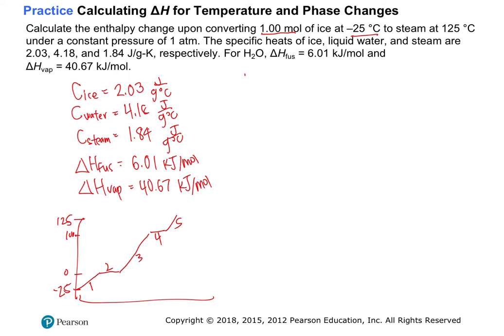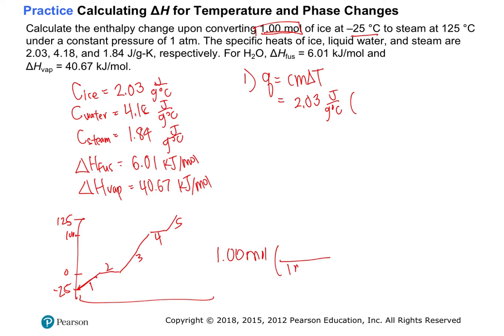So for 1, since I'm heating and I'm changing the temperature, I'm going to use Q equals Cm delta T. So I'm going to have the specific heat of ice, because that's where we're at down here, is 2.03 joules per gram degrees Celsius. I need my mass. So I have 1 mole of ice, so I need to find out how much that weighs. I'm going to use a molar mass of water for every 1 mole. It's 18.02 grams. So I'll plug that in, 18.02 grams.